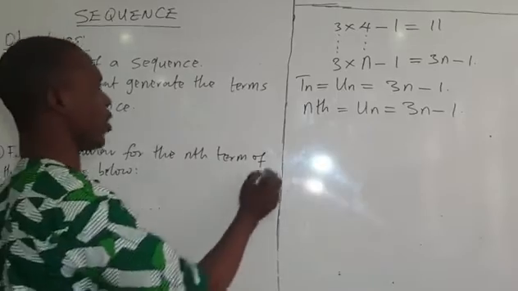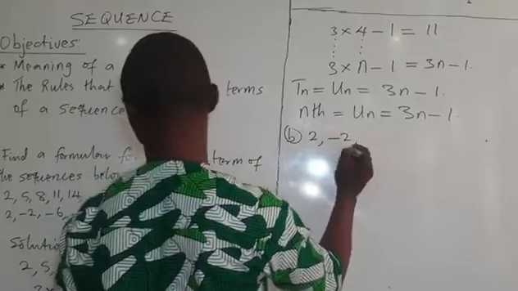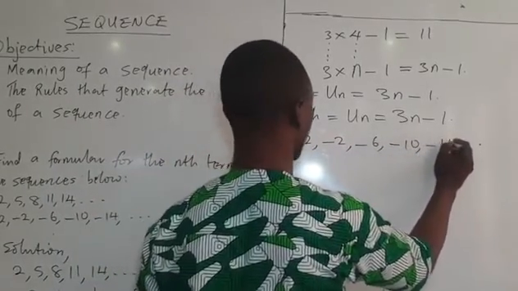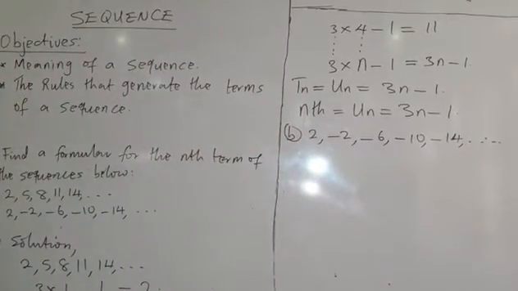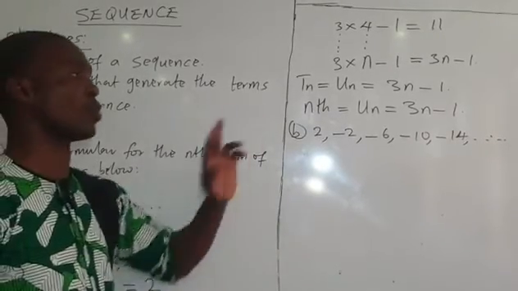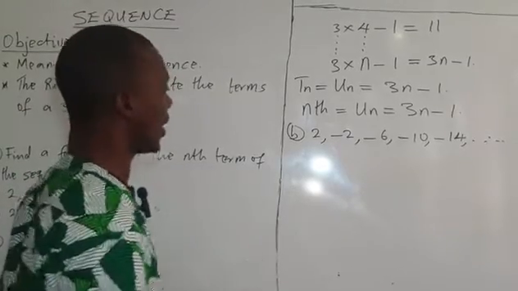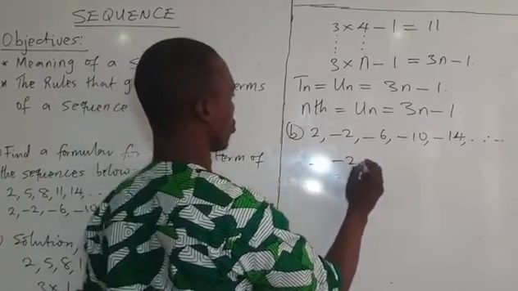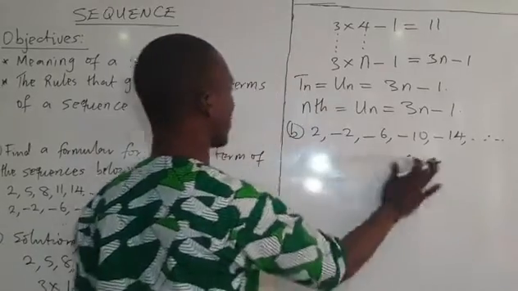Then the B part of the question. The sequence is given as 2, minus 2, minus 6, minus 10, minus 14, and so on. So just like question 2a, the first thing to do is to know the difference between the terms. So here we have 2, then minus 2. So the difference is minus 4. So we start with minus 4.